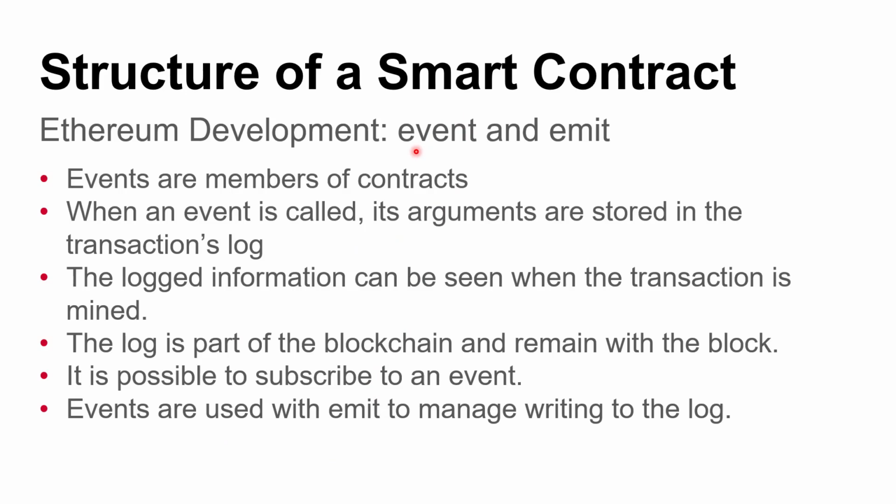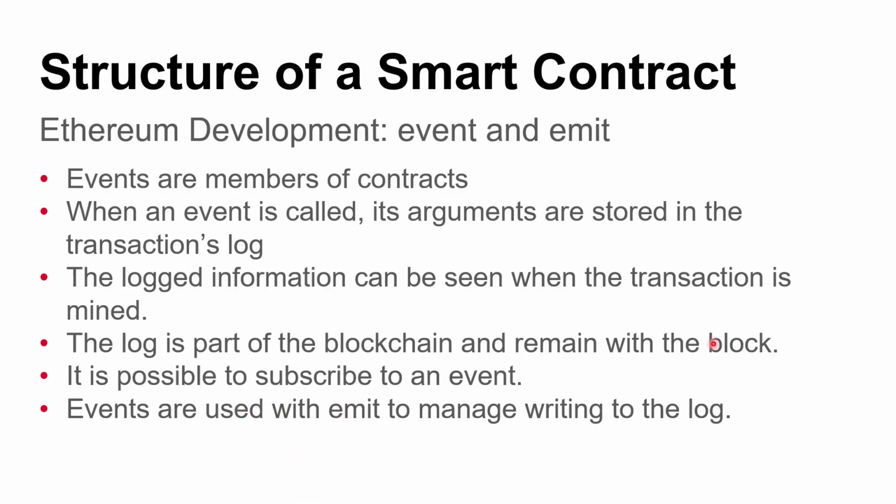And we also can write certain data to the log. So with a blockchain, nothing is returned to the screen on the smart contract. You can interact with the screen, you can have a user interface, but with the smart contract, you don't. All of the events are written to the blockchain. So events are members of the contract in Ethereum. When an event is called, its arguments are stored in the transaction's log, and the log information can be seen when the transaction is mined.